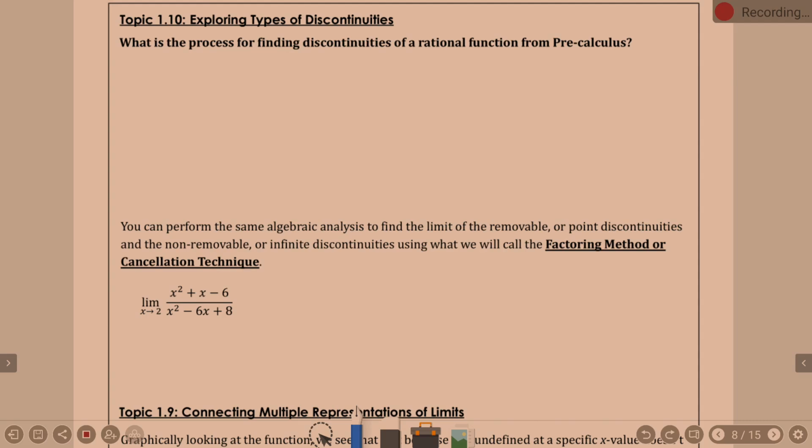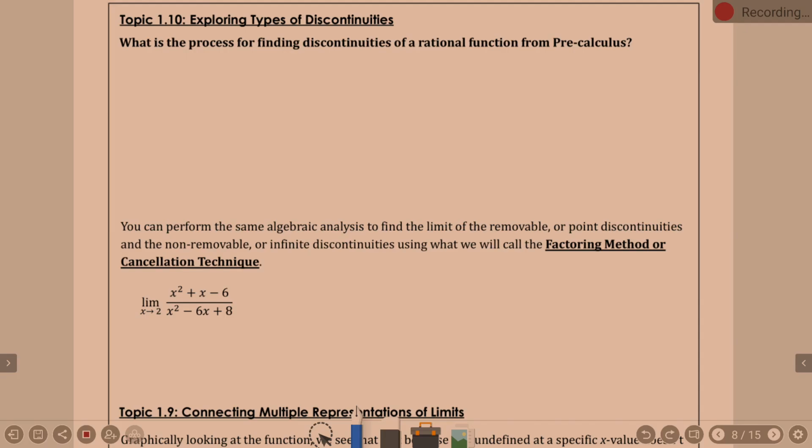Okay. And I know Logan was questioning this the other day. When it says topic 110, realize we haven't changed lessons. That's just a topic reference number, it's not even some set of standards. I can't remember, it's some set of listing. It's what she used. So, process for finding discontinuities of a rational function from pre-calc. In other words, when we talk about discontinuities, I'm talking about holes and vertical asymptotes. How did we find holes and vertical asymptotes without a graph?